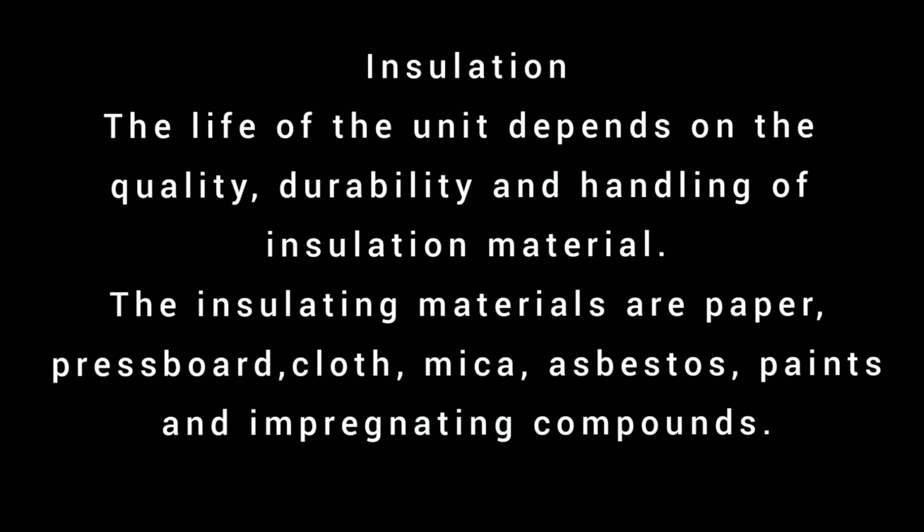Major insulation includes the insulation provided between windings and earth parts. That is the insulation provided between low voltage winding and core and between high voltage winding and yoke, and the insulation between the windings. Minor insulation includes the insulation provided between the elements of a given winding, such as conductor insulation, insulation between turns, layers, and coils.